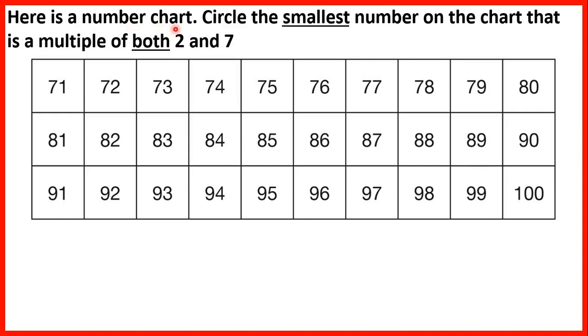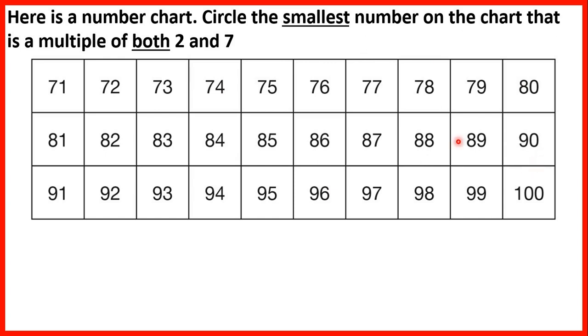Here is a number chart. Circle the smallest number on the chart that is a multiple of both 2 and 7. Remember, a multiple of a number is in that number's times tables, or can be divided by the number without leaving a remainder. So multiples of 2 are just even numbers, so numbers that end in a 2, 4, 6, 8 or 0.